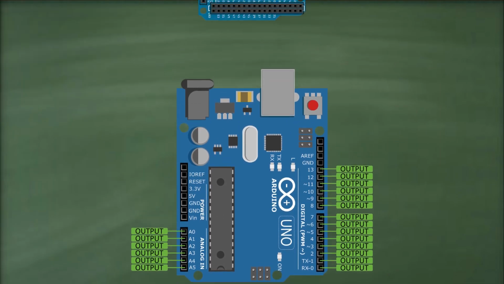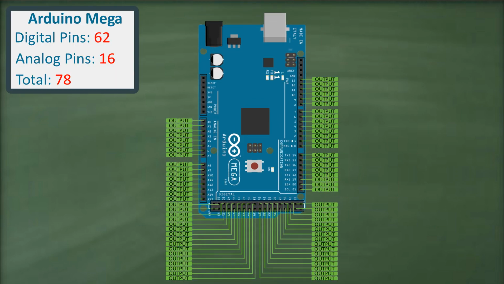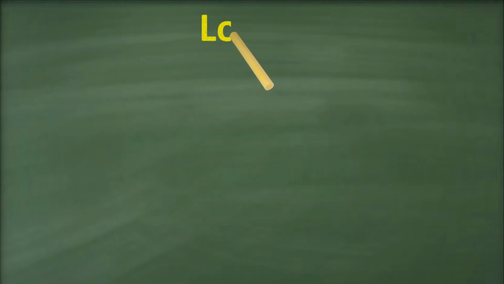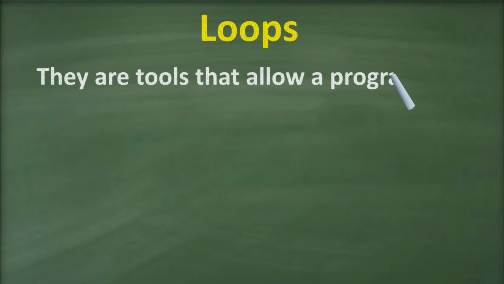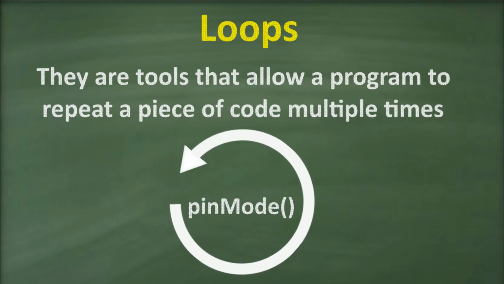This task will become a nightmare once we replace Arduino Uno with Arduino Mega, which has 78 pins. But don't worry, loops got your back. Loops are tools that allow a program to repeat a piece of code multiple times. In this case, writing the pin mode statement.